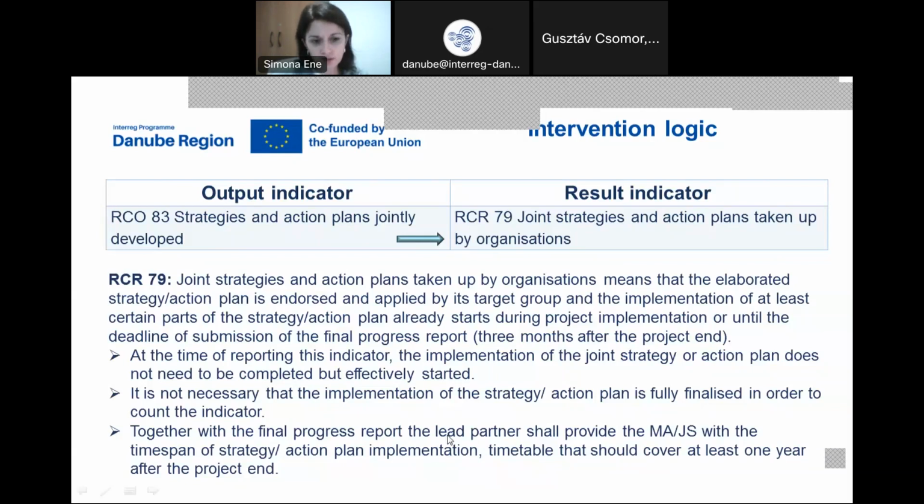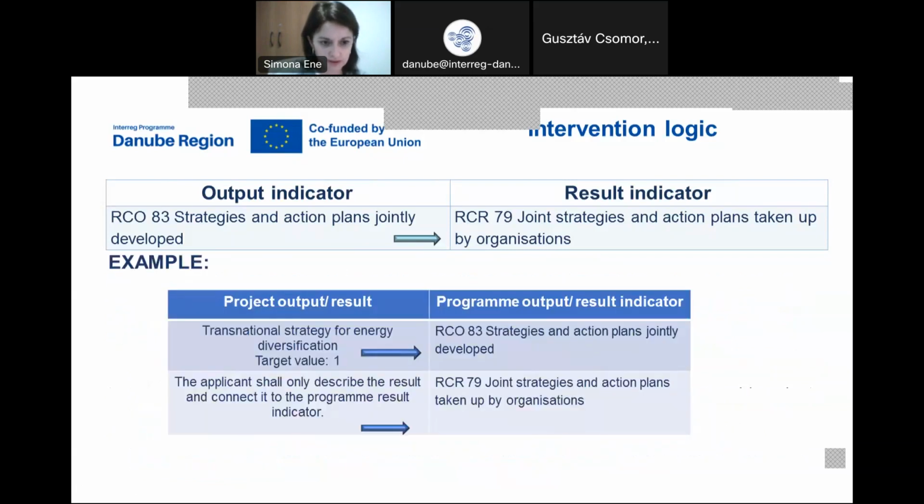At the time of the reporting of this indicator, the implementation of the joint strategy or action plan does not necessarily need to be completed, but it has to be effectively started. It is not necessary that the implementation of the strategy and action plan is fully finalized in order to count the indicator. And together with the final progress report, the lead partner will provide the MHS with the time span of strategy and action plan implementation, a timetable that should cover at least 1 year after the project end, because this is one of the indicators that again is measured up to 1 year after the project ends.